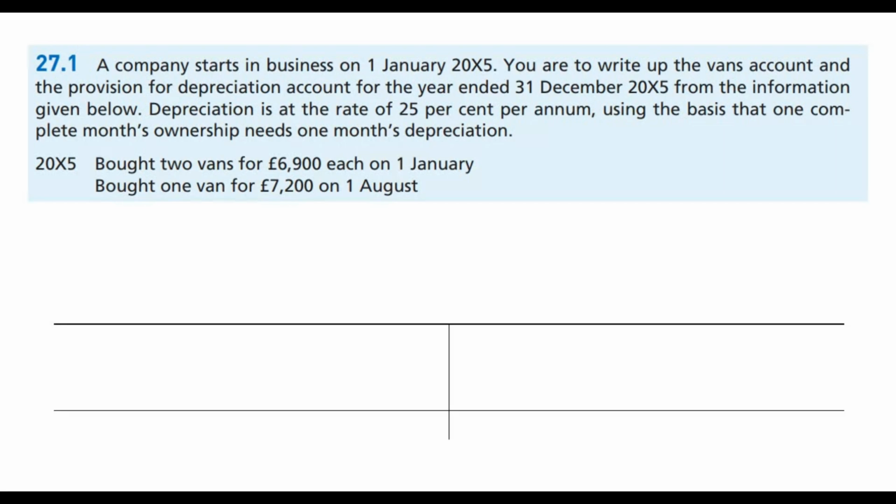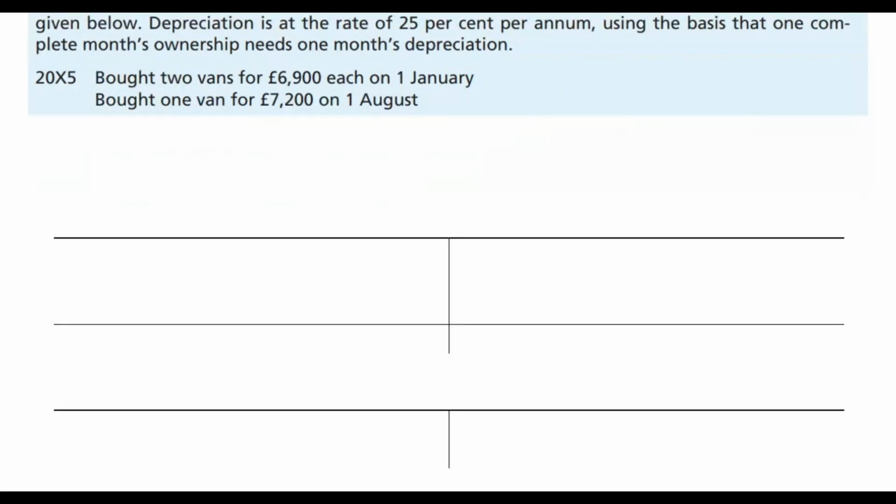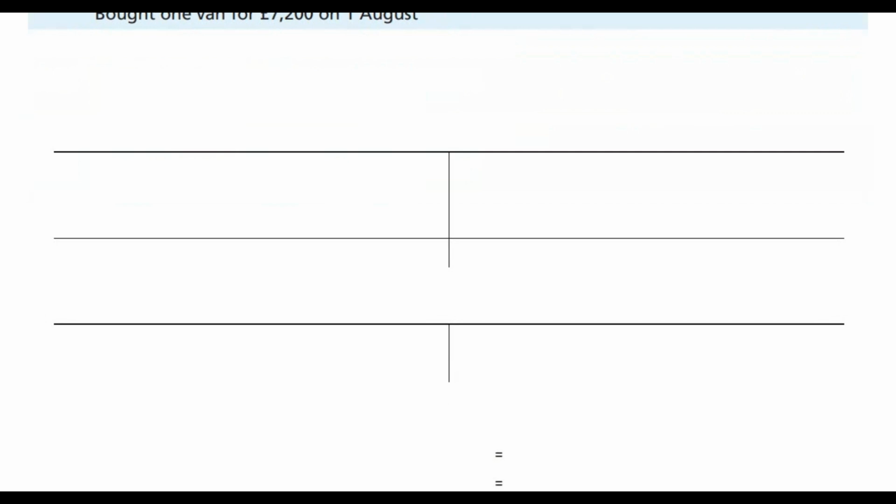So what we have to do? We have to create ledger accounts for vans and the provision for depreciation. If you are wondering what provision for depreciation is, it's the total amount of assets depreciated within the given time or date, you can say. Now, let's start creating ledger accounts. As you can see, I have already prepared the structure. There are two ledger accounts, one for the vans and the other for the provision for depreciation of vans. And this part is for calculations.